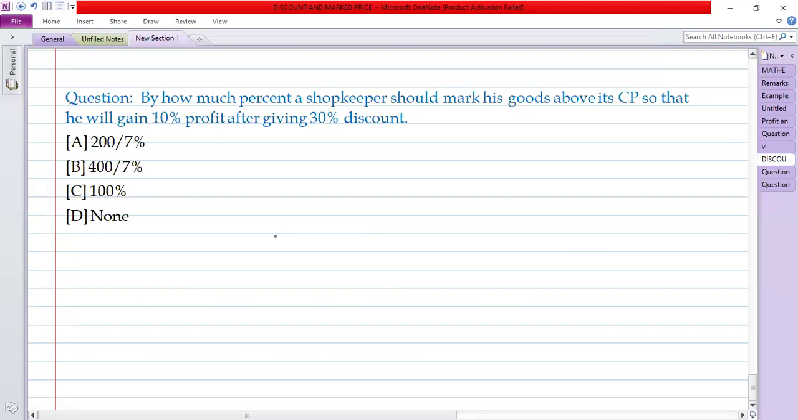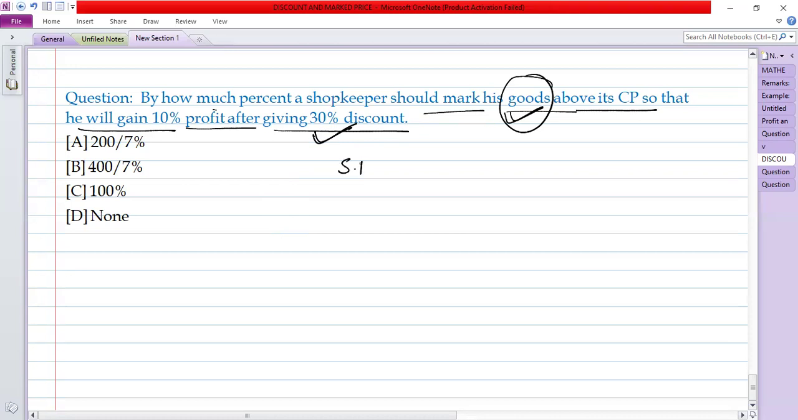So here there is another type of question which is usually asked in discount. Here, by how much percent should a shopkeeper mark his goods above its cost price, so that he will gain 10% profit after giving 30% discount? So if 30% is the discount, then the selling price will obviously be 70% of the marked price. And if 10% is the profit, once again, what will be the selling price? It will be nothing but 110% of the cost price.